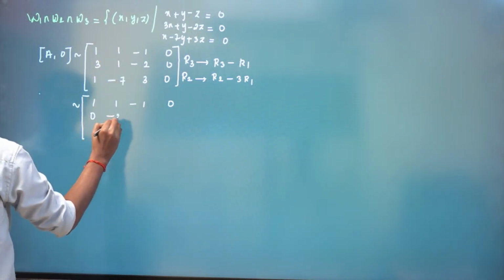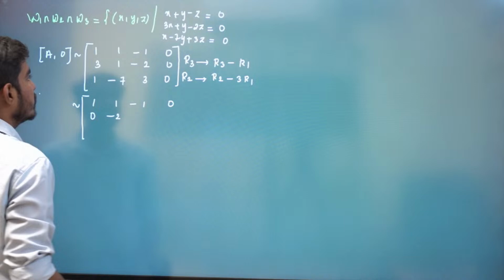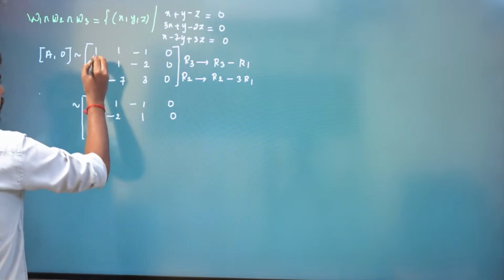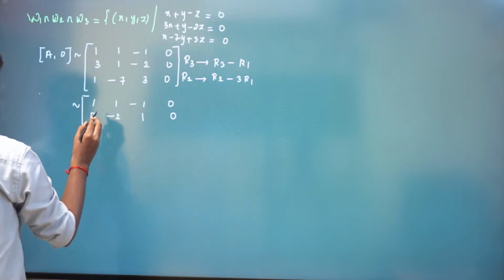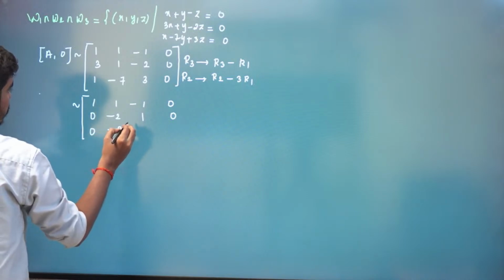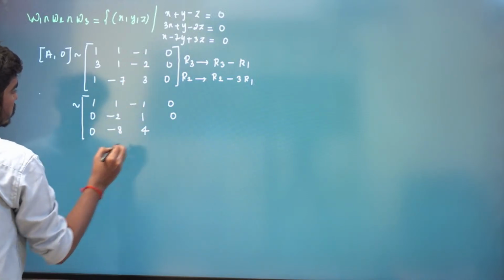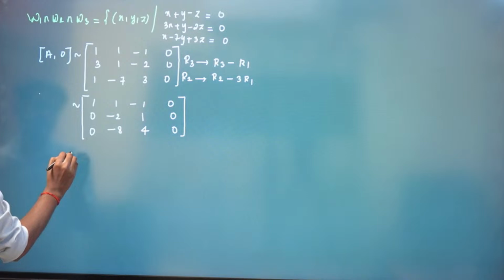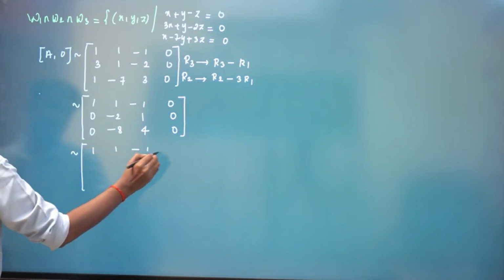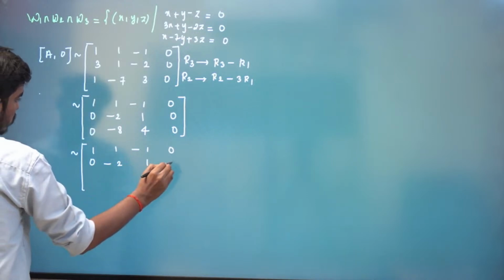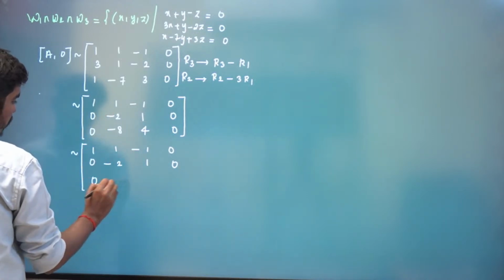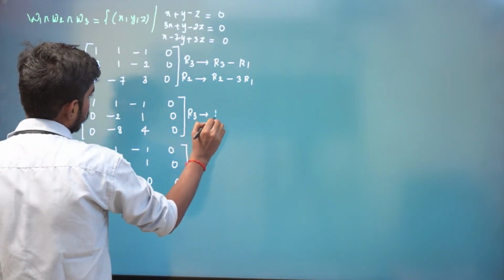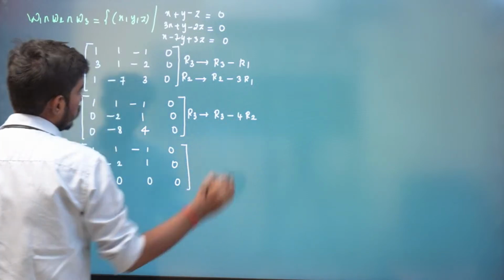You multiply by 3 and then subtract, so you will have minus 3, and minus 2 plus 3 is 1, and it will be 0 again. For R3 minus R1, minus 7 minus 1 is minus 8, 3 minus minus 1 is plus 4, and this is 0. So this is equivalent to 1 1 minus 1 0, 0 minus 2 1 0. You multiply by 4 and then subtract, and this entire row becomes 0. That is, R3 is transformed to R3 minus 4 times R2.